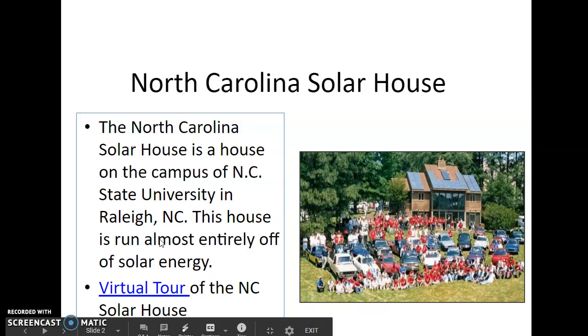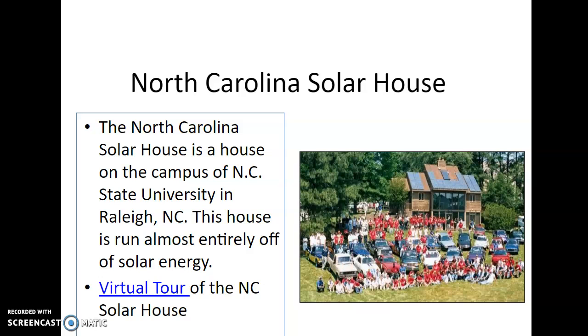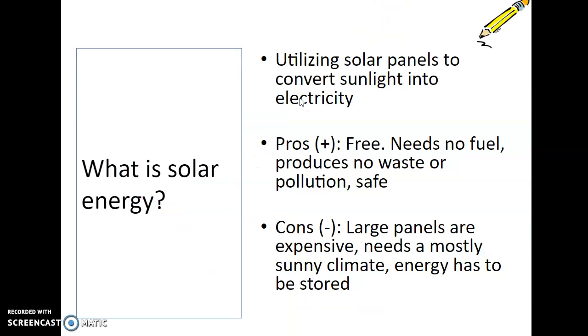So to start off, I just wanted to talk about this place called the North Carolina Solar House. There's this house on NC State's campus in Raleigh, and this house runs almost entirely off solar energy. They have panels on the roof that collect the sun, and this powers the electricity in the house, which is super cool. So we're going to start by talking about the first form of alternative energy, which is solar energy.